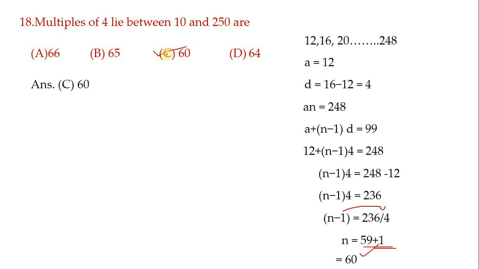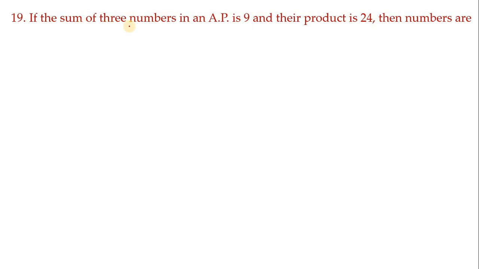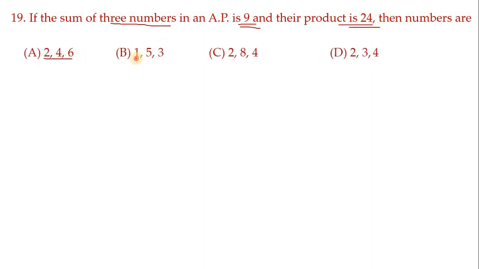Next, move on to another problem. The sum of three numbers in an AP is 9, means the sum of three numbers is 9, and their product is 24. Then the numbers are 246, 153, 284, 234. So use just common sense, children. Sum should be 9. Product should be 24.